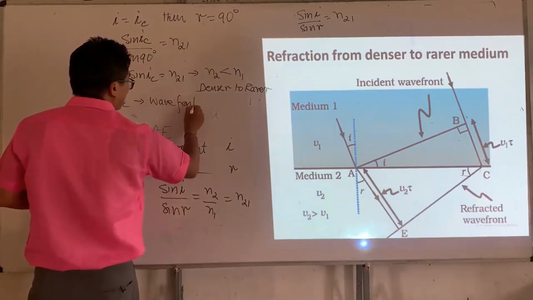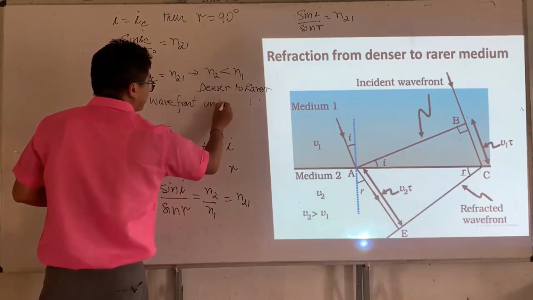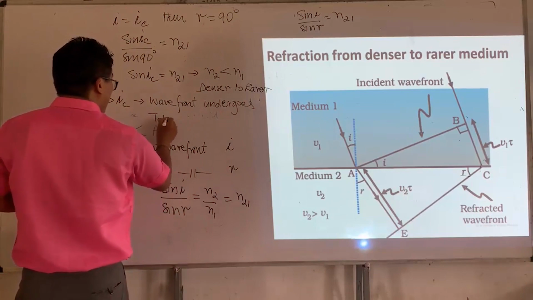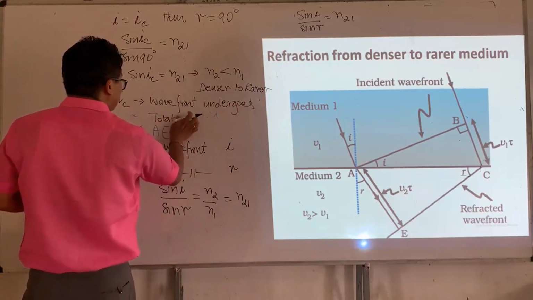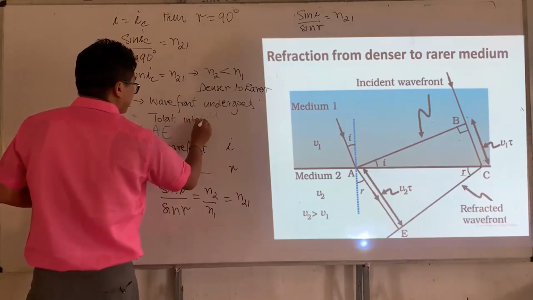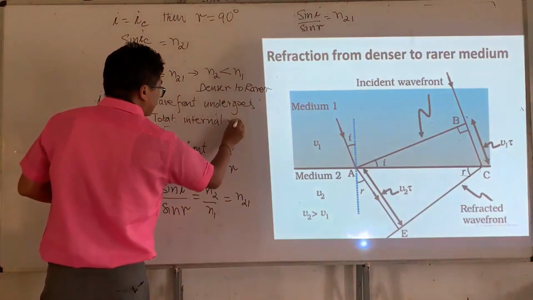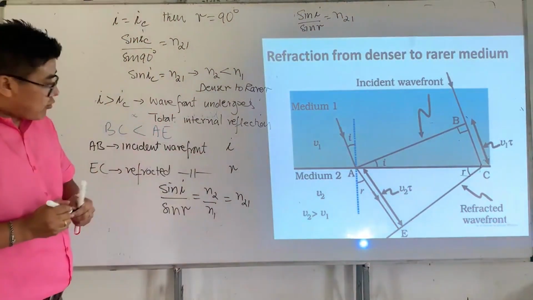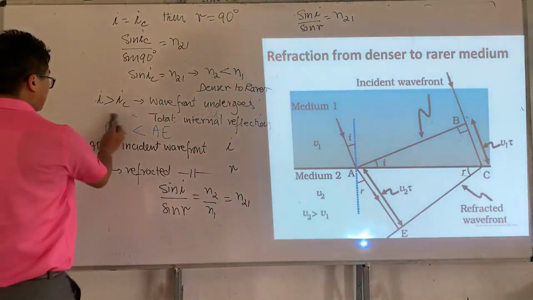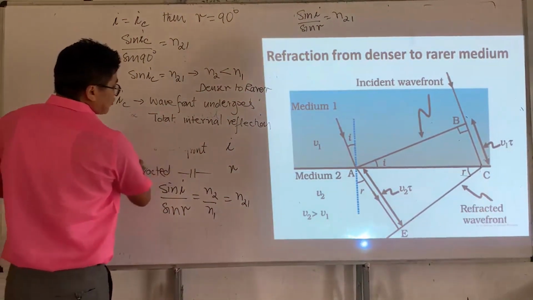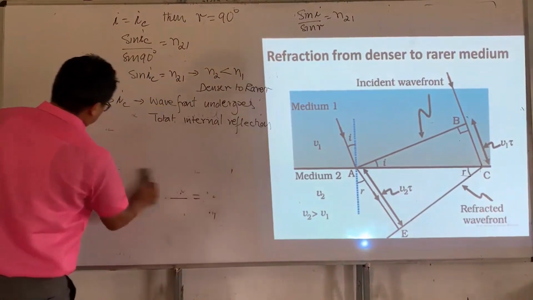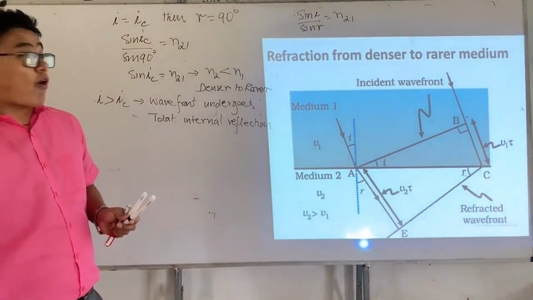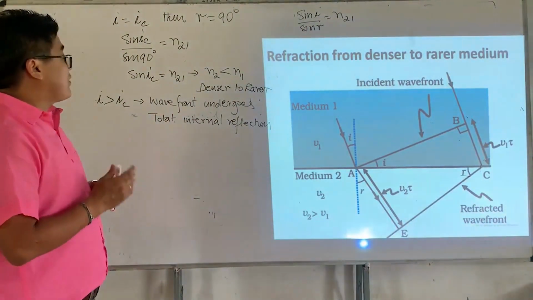the wavefront undergoes total internal reflection. The wave undergoes total internal reflection. So now we are able to discuss total internal reflection even using the wavefront concept.